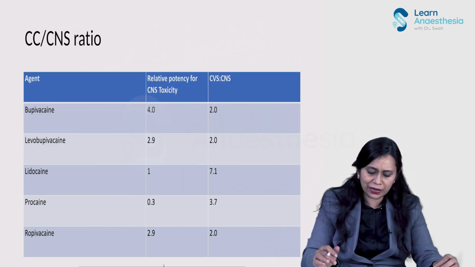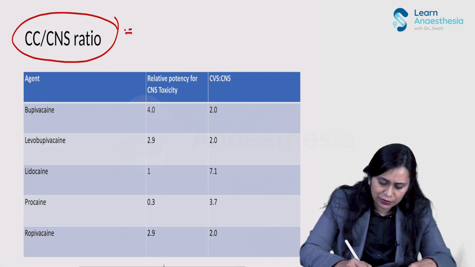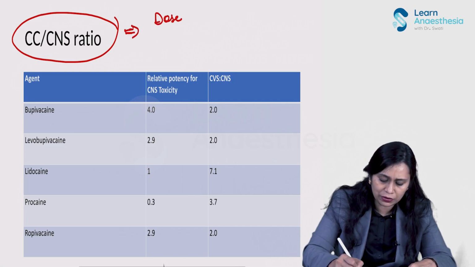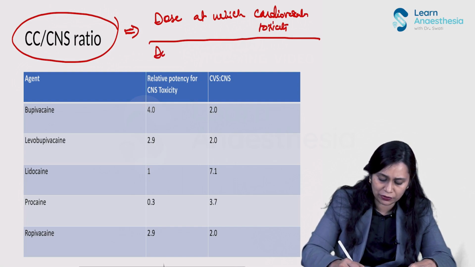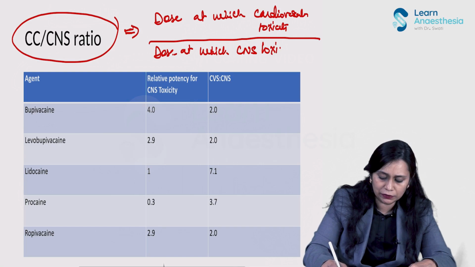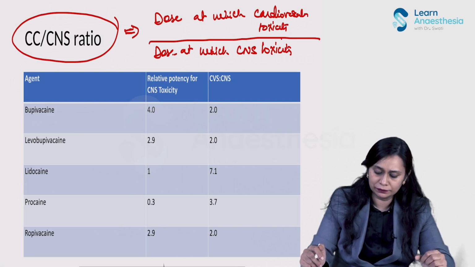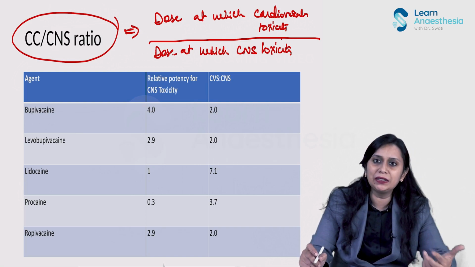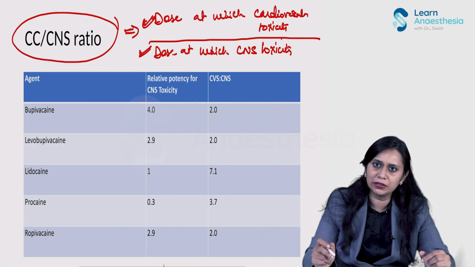So for every drug, something called CC-CNS ratio is calculated. What is CC-CNS ratio? It is the dose at which cardiovascular toxicity happens and the dose at which CNS toxicity happens. Okay. Now, if this ratio is high, then that's a better drug, because CNS toxicity is less life-threatening compared to CVS toxicity.